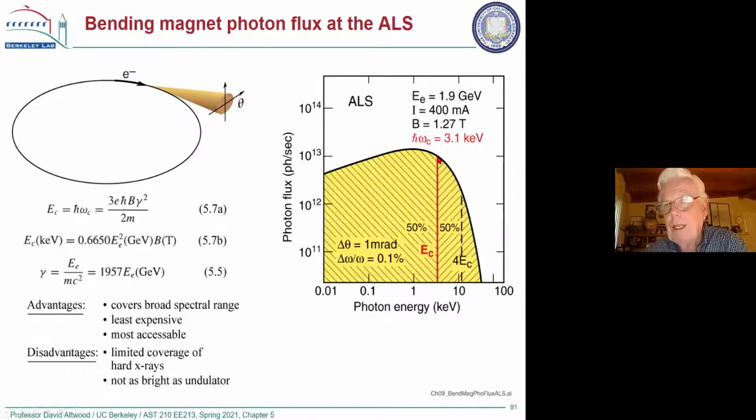And quite importantly, if you're willing to drop down just a factor of 10 in photon flux from this operating point to this operating point, you'll have increased the energy of the photons by a factor of 4. So by going from E crit to 4 E crit, which would be 12 keV at the ALS, which is just terrific for hard X-ray protein crystallography and many other material science experiments, you've only lost a factor of 10 in power. It's not the end of the world. And it's on a bending magnet. So this is all I'm going to say about the bending magnet curve.